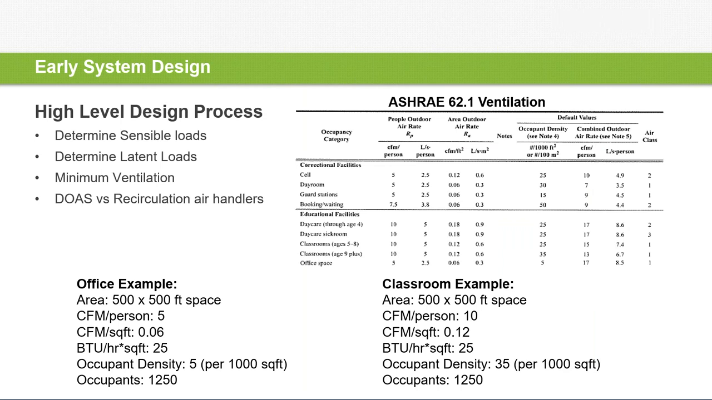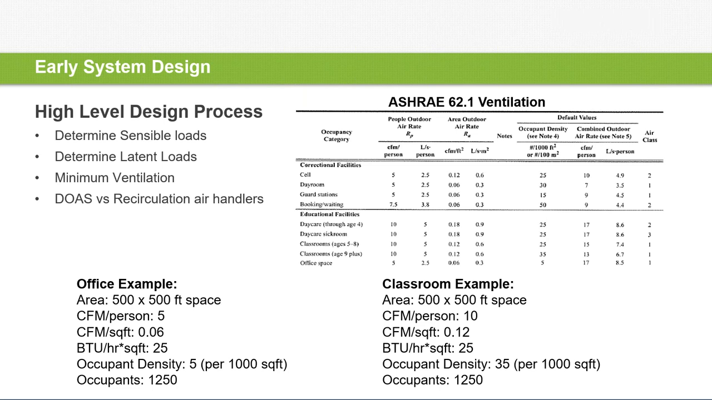So let's explore another example here for a high-level design. Again, I'm just looking for my sensible loads, my total latent loads. I'm going to look at my ventilation requirements as well. Another thing to consider could be your DOAS versus recirculating air handlers. That can change the wet bulb that you're able to provide to the building. So the leaving air temperature can be affected by that from the air handler. And we'll get into that a little bit later as well.